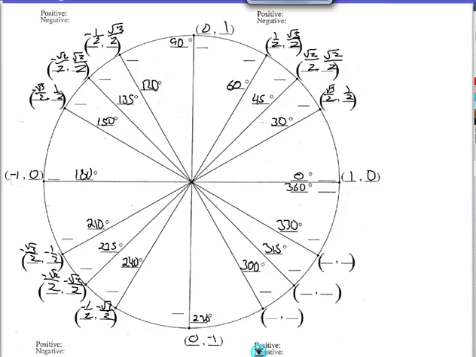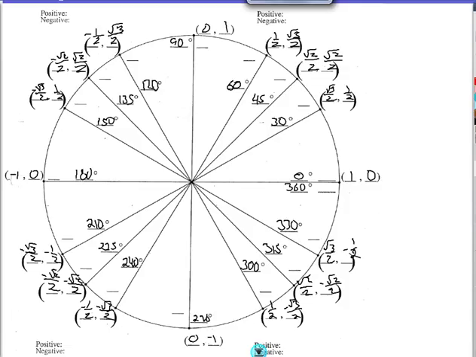Now filling in the fourth quadrant. What would the coordinate of the 330-degree angle be? Square root of 3 over 2 is positive because x is positive on this side, right? It's below the x-axis, so y would be negative. What would the coordinate of 315 be? Square root of 2 over 2, negative square root of 2 over 2. And the 300-degree angle: 1/2, negative square root of 3 over 2.